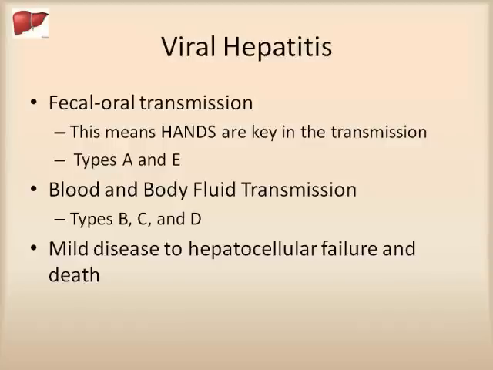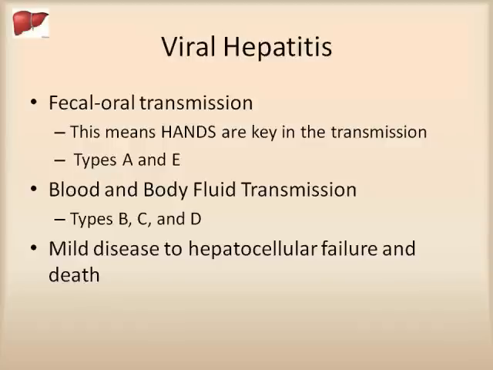Viral hepatitis. Hepatitis is spread via the fecal-oral transmission or blood and body fluid transmission. Well, blood and body fluid transmission, that's blood and body fluids. Transfusions, sharing needles. The fecal-oral transmission is somebody didn't wash their hands after they went to the bathroom. Then they went and probably fixed some food, fed it to somebody else, and that somebody else ate it and got hepatitis.